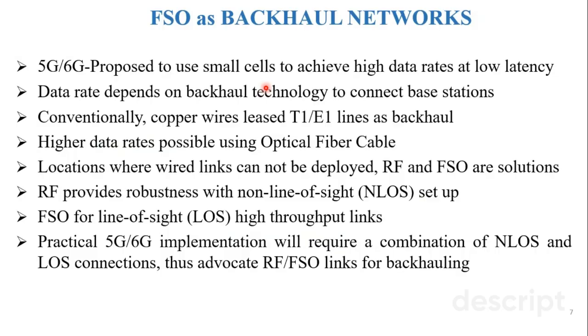How can they be used as backhaul networks? Backhauling requires a very large amount of data transmission. So a very high data rate at low latency is required for 5G communication systems. Traditionally, T1 and E1 lines were used, then optical fibers were used, but we have already seen that these processes are cumbersome. So when wired links cannot be deployed, RF and FSO solutions can be used. FSO is for line of sight communication. If a line of sight can be maintained between the transmitter and receiver, it is possible to send very high data rates. Practical 5G or 6G implementations will require a combination of both non-line of sight and line of sight connections. That is the focus of cooperative relaying, in which one link is RF and the other link is FSO.